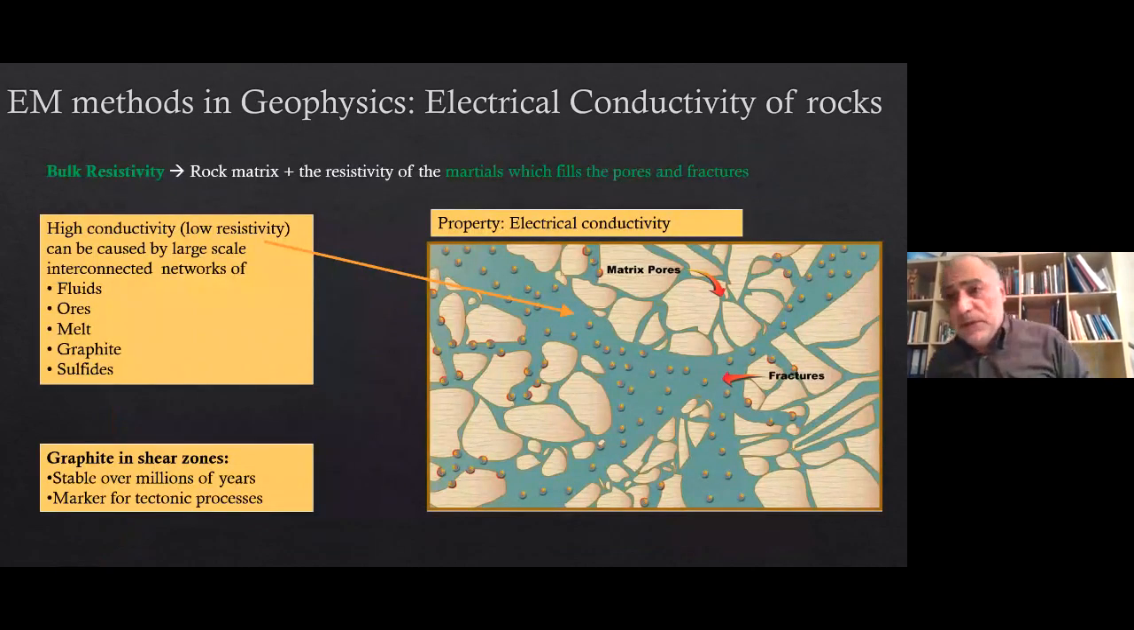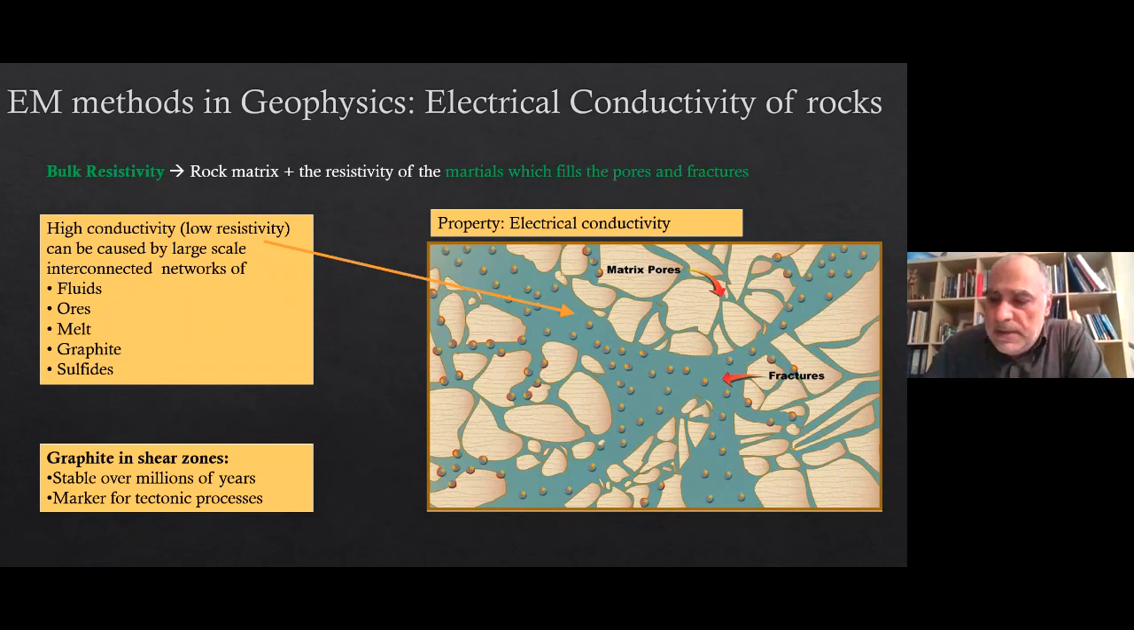The electrical conductivity of the rocks, when we are saying electrical conductivity of the rocks, we are referring to the bulk resistivity. In other words, it is the sum of the resistivity of the rock matrix plus the resistivity of the material which fills the pores and fractures inside the rocks. So, for example, highly conductive rocks implies that it is caused by a large interconnected network of pores or fractures which are filled with fluids, ores, melt, graphite, or sulfide. And this is what we usually measure and are interested in.